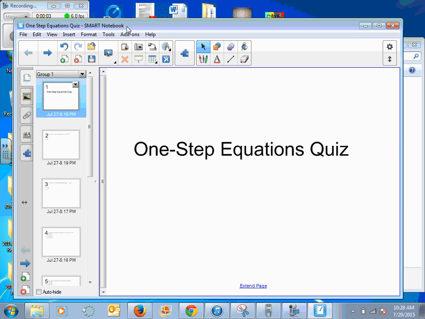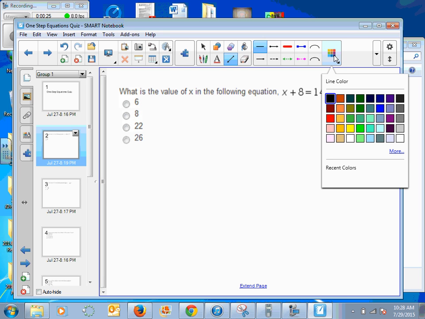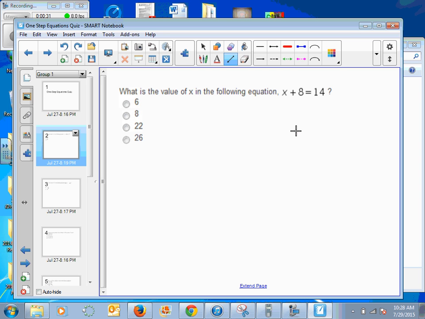Okay, we're going to look at the one-step equations quiz. So your equations are going to look like this, and what we always want to think about is: do what we do to one side of the equal sign, we've got to do to the other side. Sometimes it might be helpful to put a line where the equal sign is so that you can see clearly that you have two sides. You've got this side and then you've got this side. So whatever you're going to do over here, you've got to make sure that you're also doing over here. So that's one big idea.